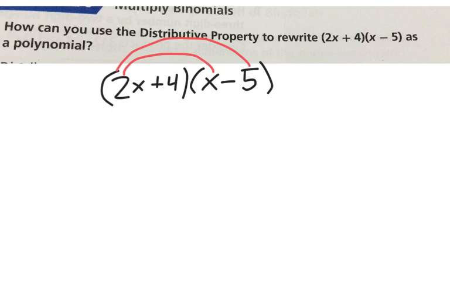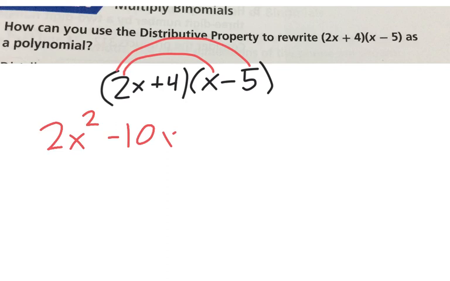So what is 2x times x? 2x squared. What is 2x times negative 5? Negative 10x. So I did the first term times everything in the second parentheses.